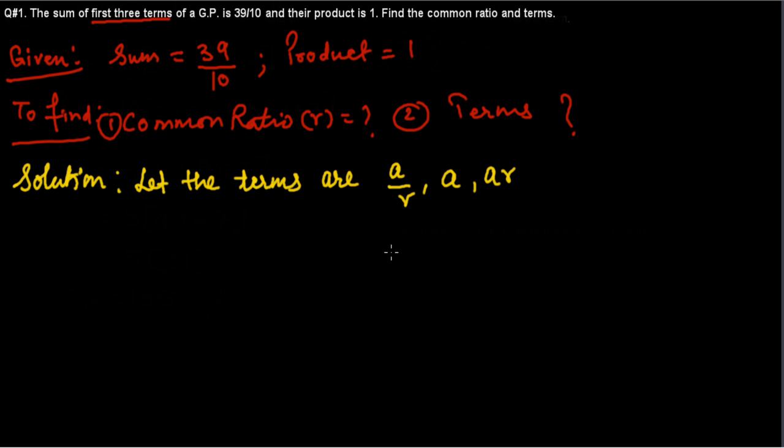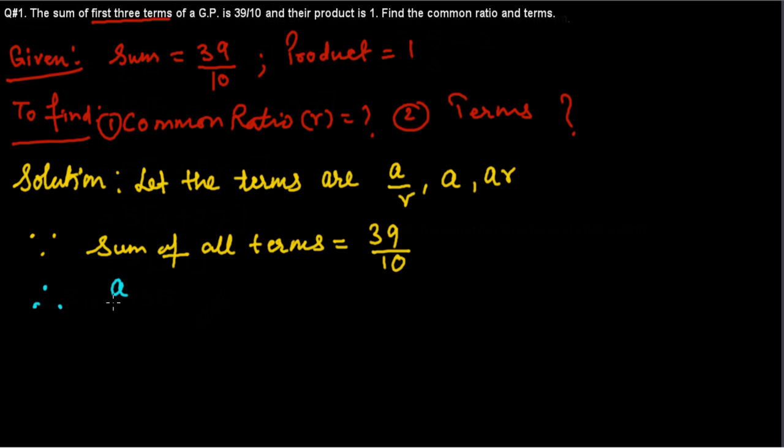So as per the first condition, because we know that the sum of terms is equal to 39 upon 10, therefore A upon R plus A into R is equal to 39 upon 10. This is the first equation we have got.